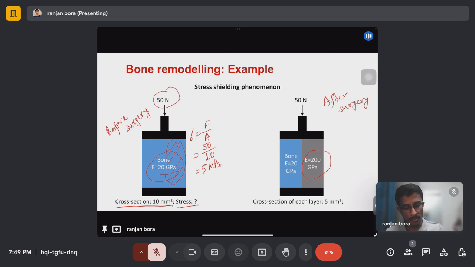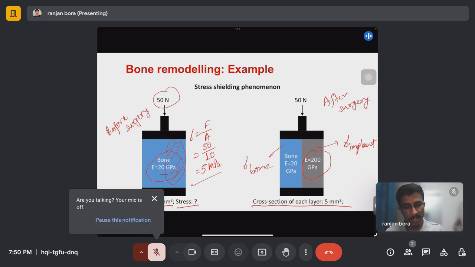So now, can you determine the stress in bone and stress in implant? Initially it was 5 megapascal. Now after inserting the implant into the bone, what will be the variation in stress distribution? You can see the cross section becoming half, 5 mm square.